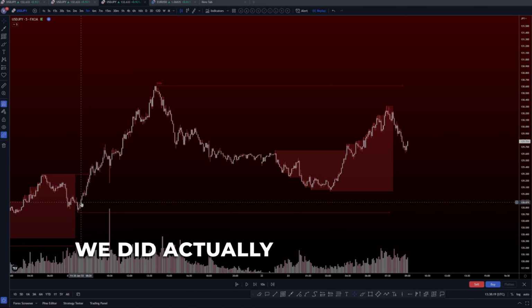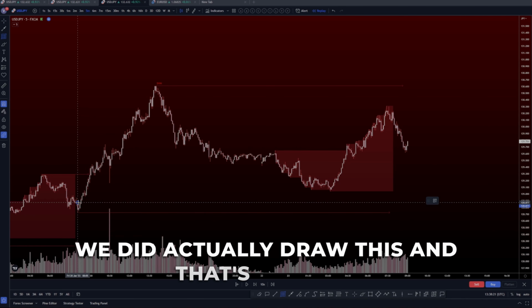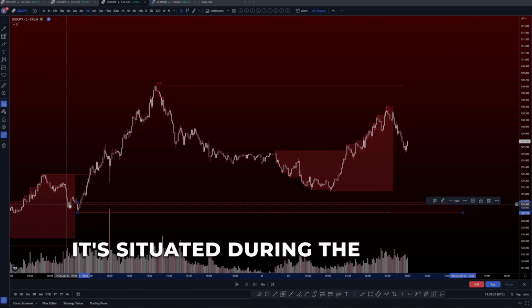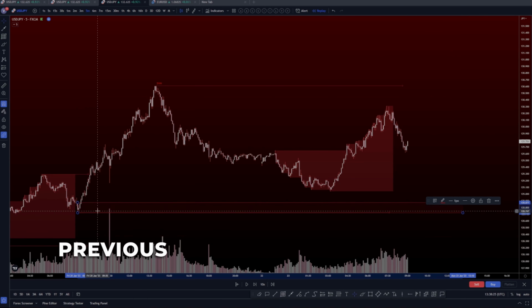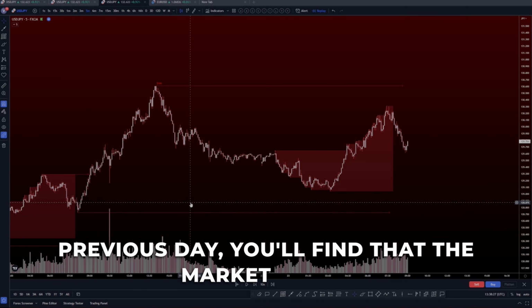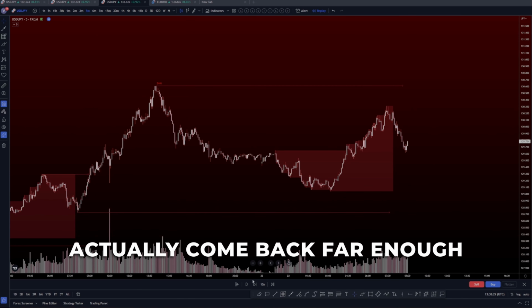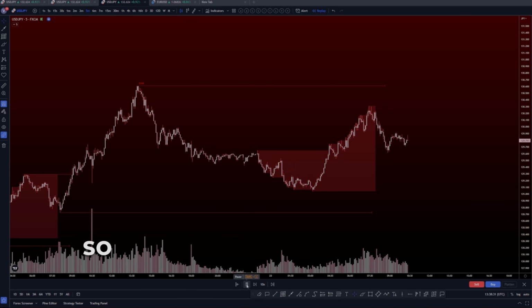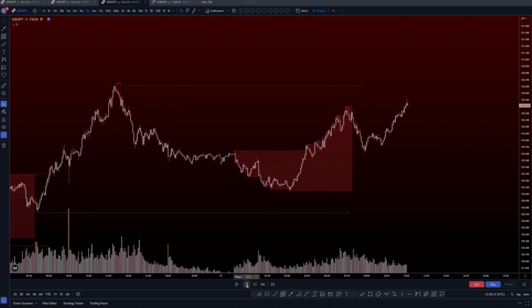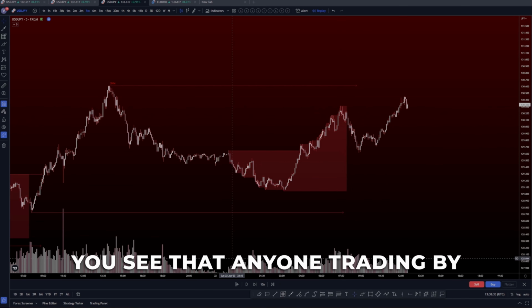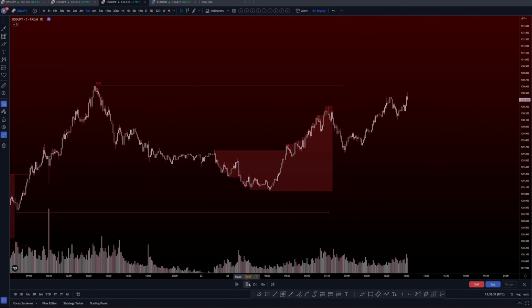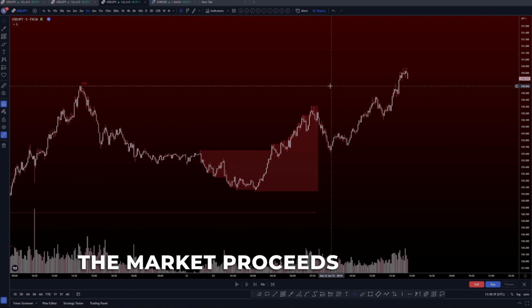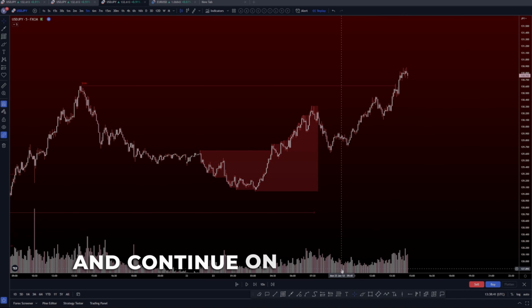This is a good zone to have. We did actually draw this, and that's because it's situated during the London Open from the previous day. You'll find that the market didn't actually come back far enough into that. So we're going to keep playing price. You can see that anyone trading by here would have been taken out. The market proceeds to break and continue on its momentum.